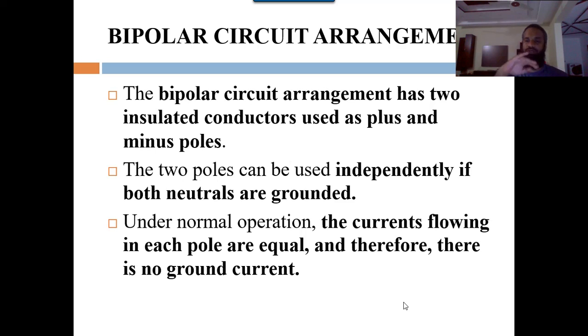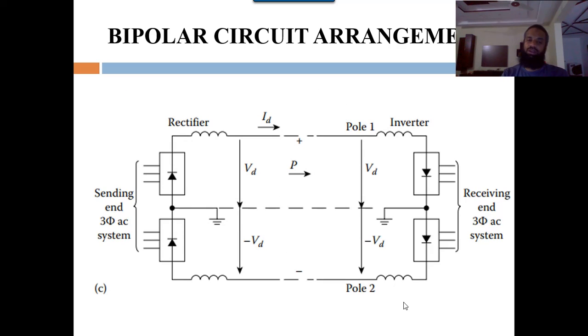We have positive input and the second positive input. So the neutral terminal is grounded. If both the currents are balanced, meaning that in the first circuit and the second circuit the current is balanced, then it will cancel its effect, and there is no current in the ground circuit.